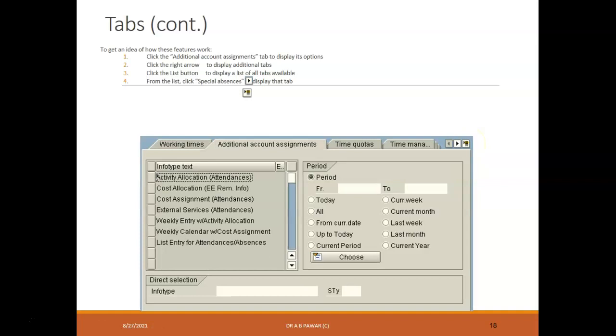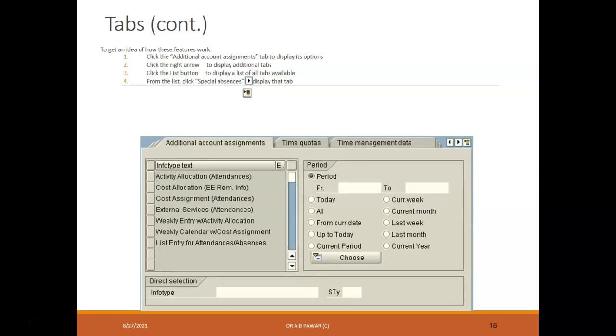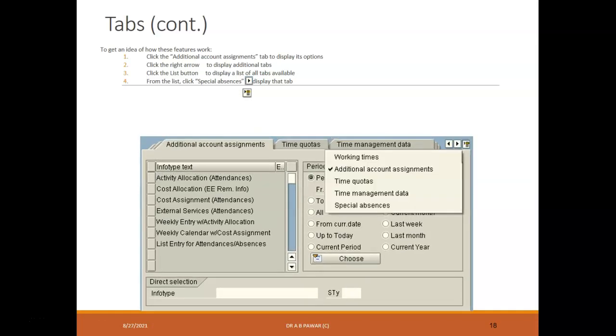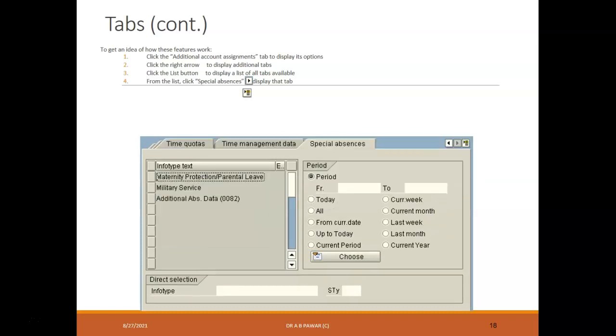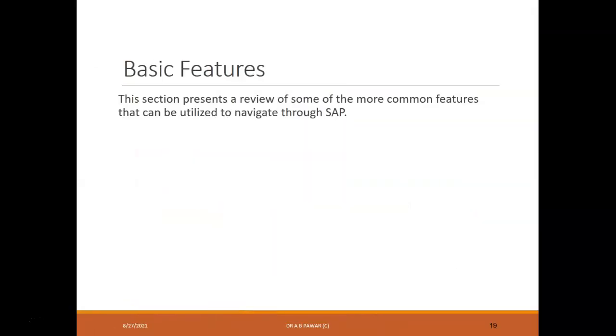See, then again more details are here. When you click on it, you get the details. Again I am clicking here on additional account assignment, then I am able to open the special absences, which are additional tabs here like this.